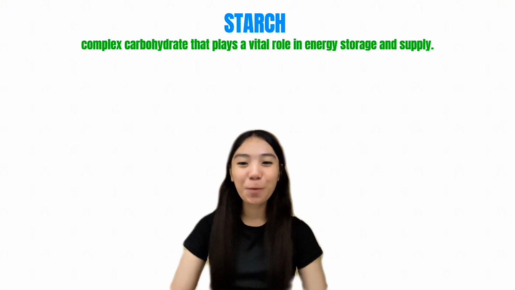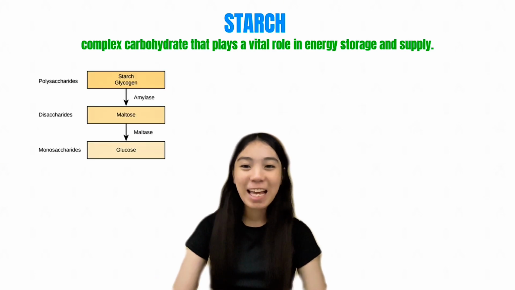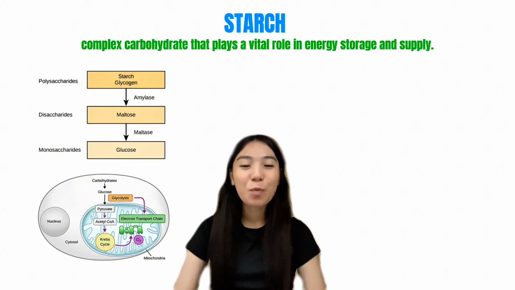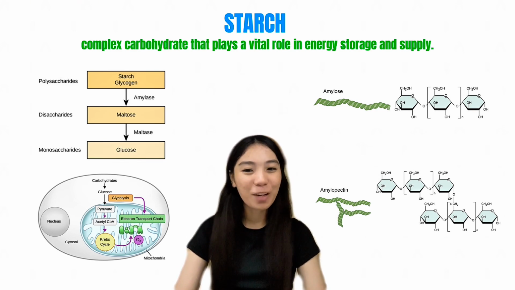So let's keep going. So in summary, starch is a complex carbohydrate that plays a vital role in energy storage and supply, especially in plant-based foods. During digestion, it is broken down into glucose, which fuels the body through ATP production. Starch is made up of two components, which are amylose and amylopectin. While both are chains of glucose, amylose is mostly linear and the straightforward one, whereas amylopectin is highly branched and the bushy one. Understanding their structure helps us see how efficiently the body can access and use this energy.